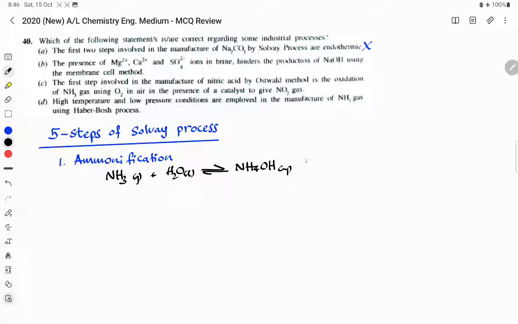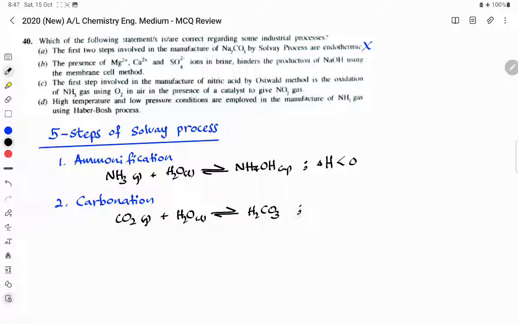Now this is an exothermic process because dissolution of gases in water are exothermic. The second step is carbonation. Now the carbonation means dissolution of carbon dioxide in the brine solution. It is also a dissolution of a gas in a water solution. This will produce carbonic acid. So this is also an exothermic process.